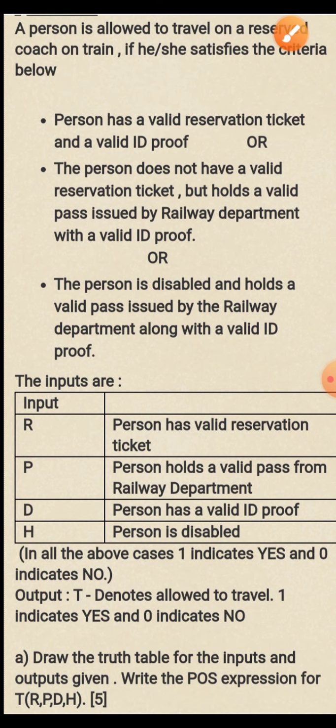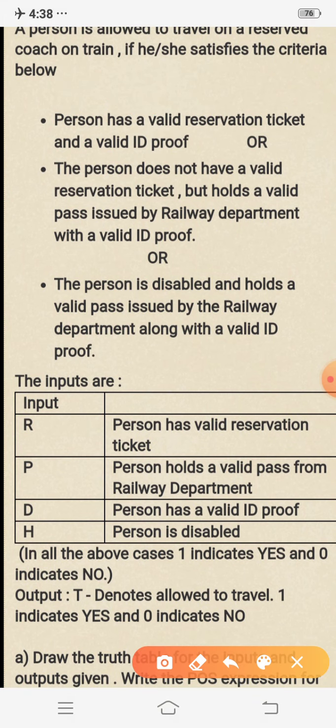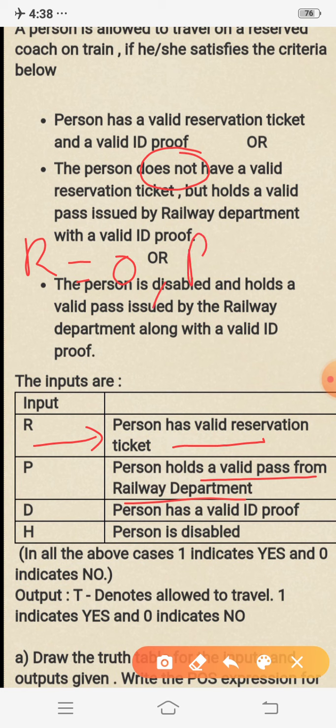Now for the second, the person does not have a valid reservation ticket. Now here the R actually represents person has valid, but the question is does not have, so it means value of R is 0, and holds a valid pass issued by railway department. So person holds a valid pass from railway department, that means P. So P is equal to 1, and with a valid ID proof. So valid ID proof means D is equal to 1.